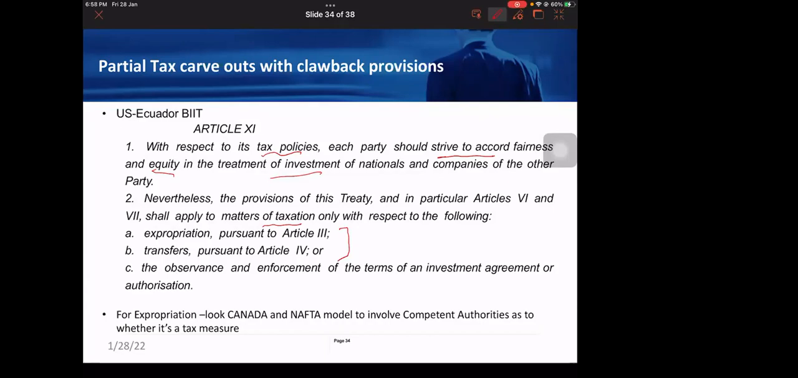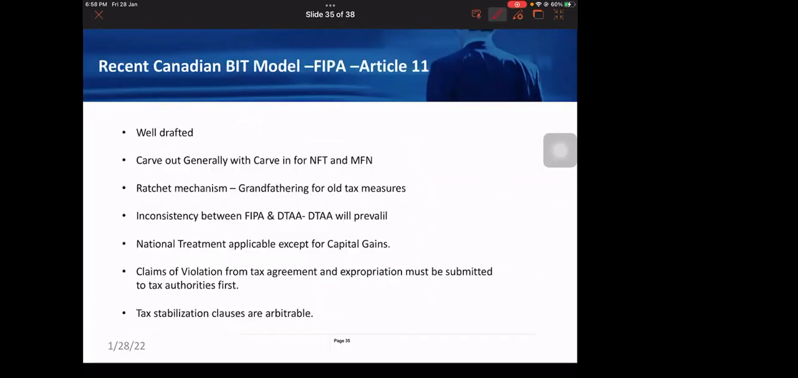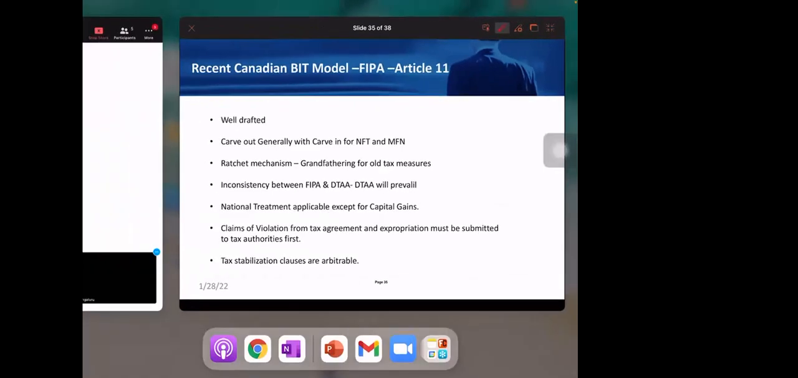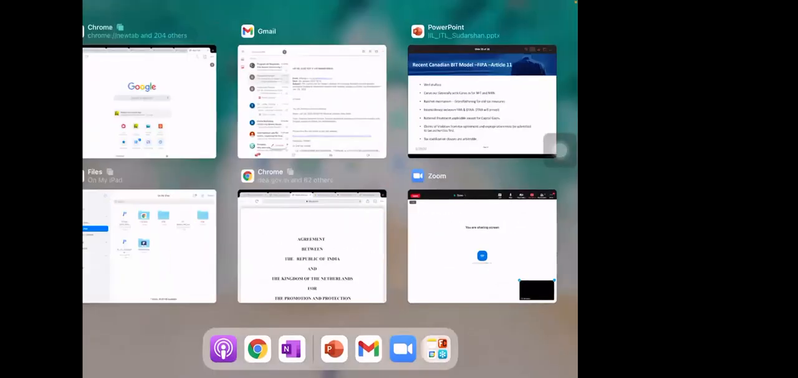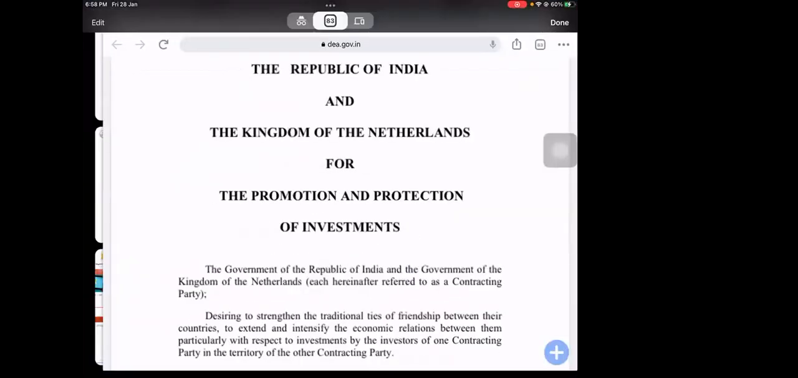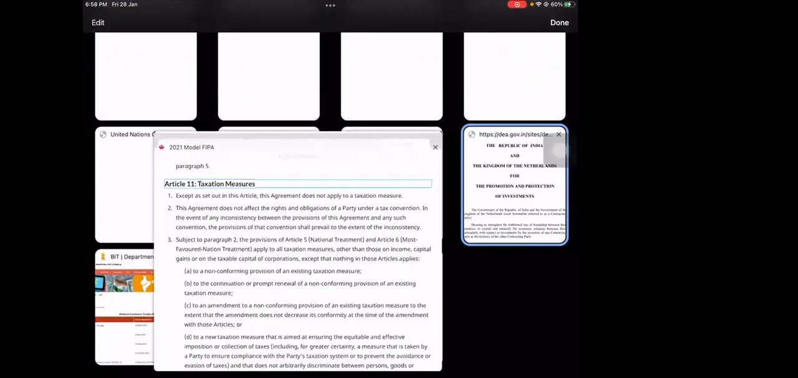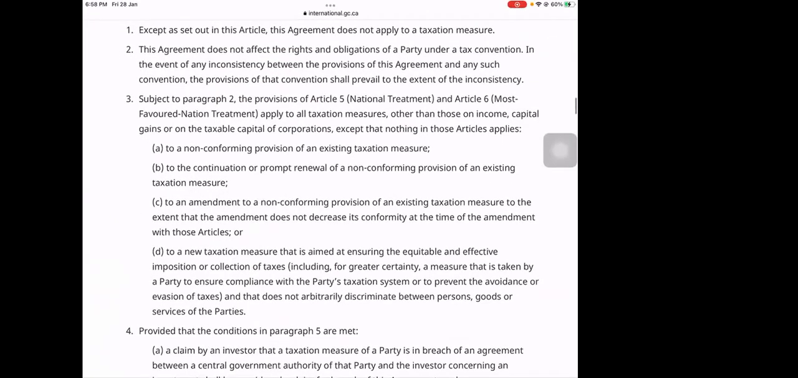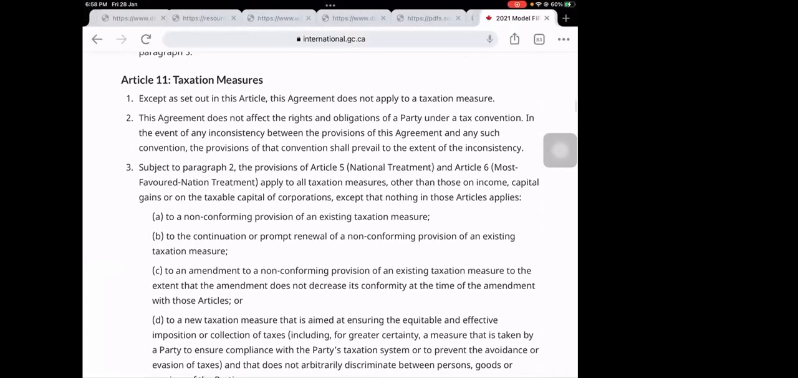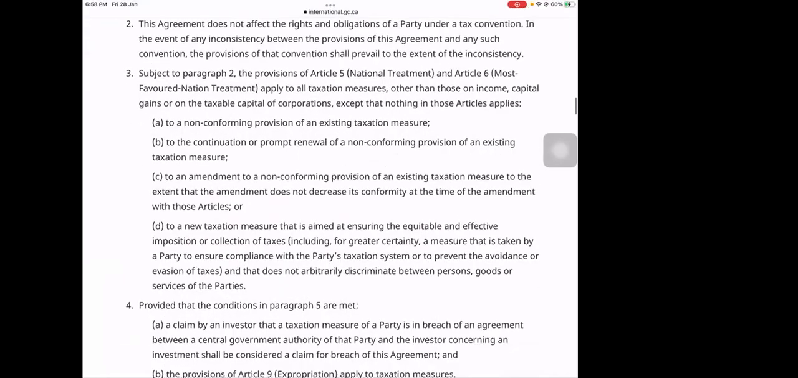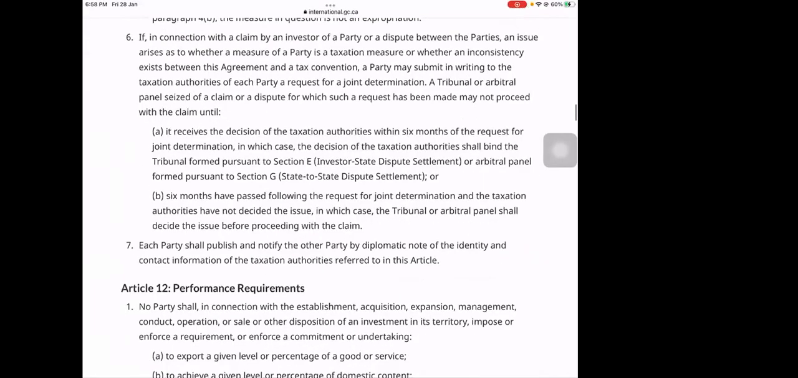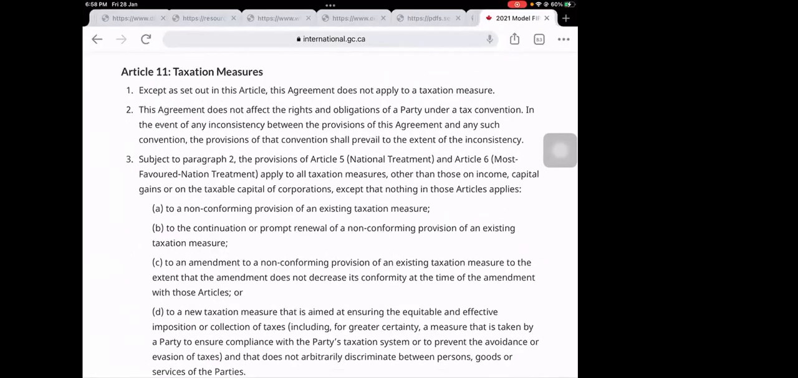So these are some of the variations. As I mentioned to you, there are different models. There is no standard, only multiple variations. One should also look at the Canadian model. It's available in the public domain as well. Please have a look at this very interestingly worded 2021 new one, taking into account lessons it learned from Vodafone, Cairn, and with various very detailed taxation measure clauses.